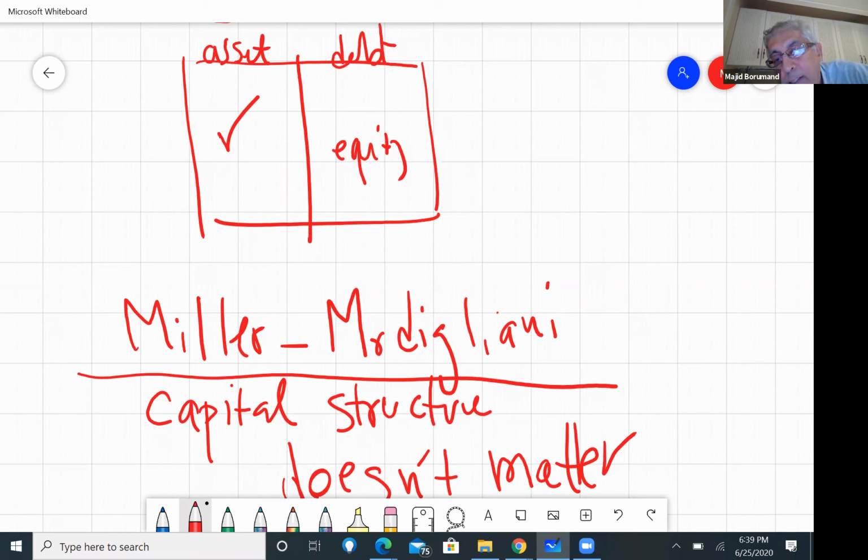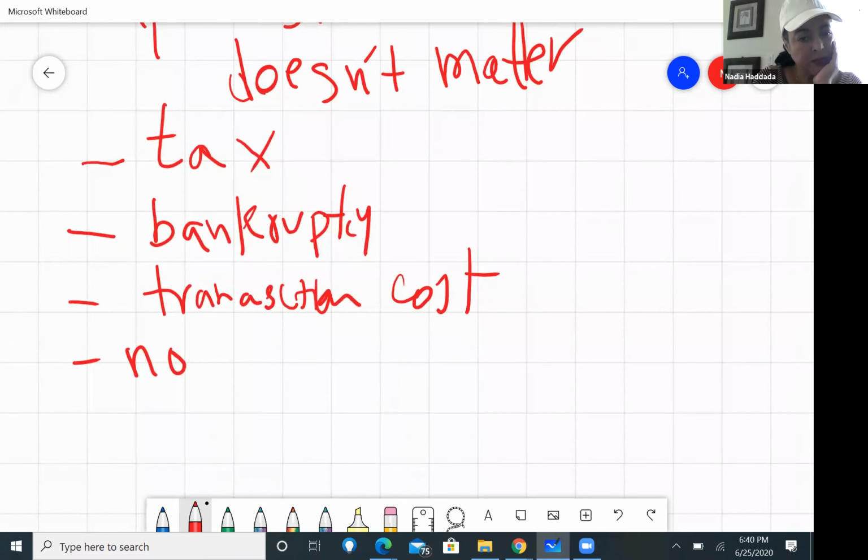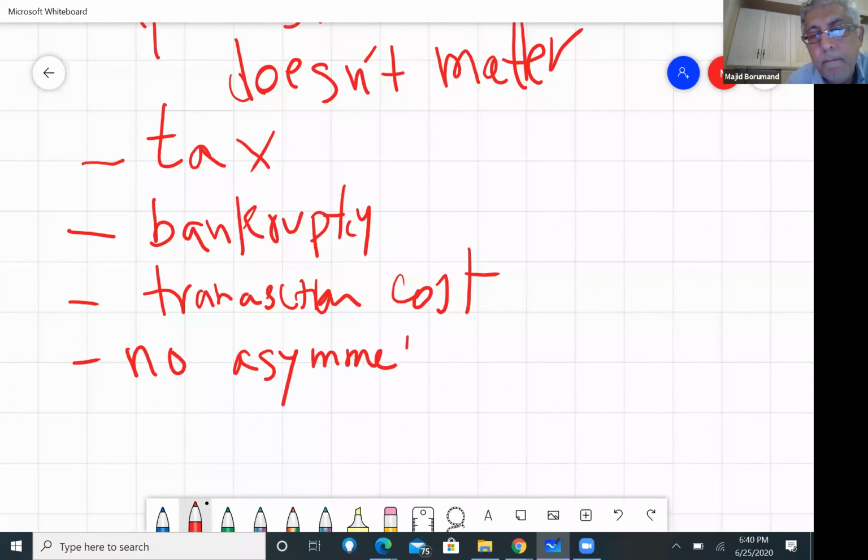The conditions are this. There should be no tax. There should be no bankruptcy. Very good word. No transaction costs. And also, what is the last one? You mentioned to hold constant the firm's investment policies. Yes, this decision should not impact your investment policy. That means if you take a project, you're still going to take it on, right? You're not going to touch your projects. And there is another one, which is no asymmetry of information, right?